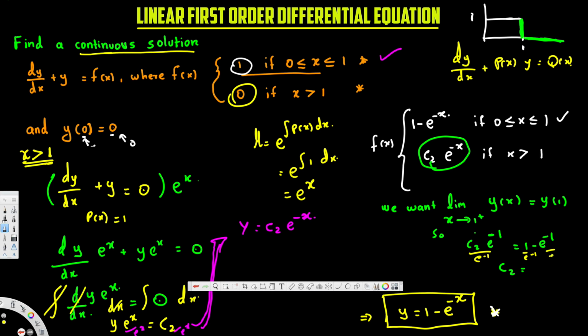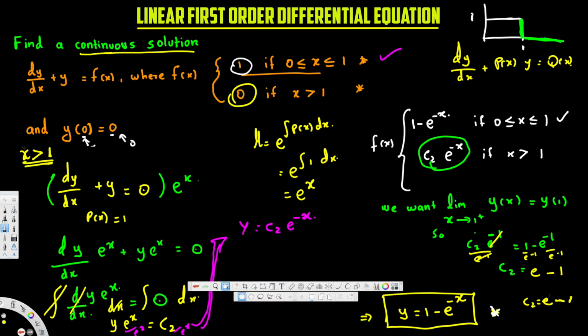So e^-1 and e^-1 cancel. On the other side, e minus just 1. So c2 is equal to e minus 1. Actually, not power, this is e minus 1. Okay, now we found out c2. So we can express our final expression.